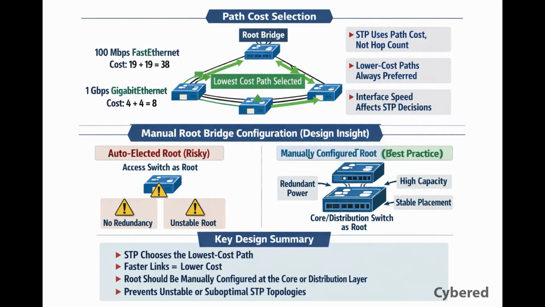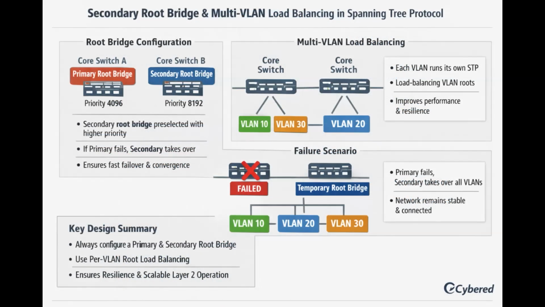By default, STP automatically elects the root bridge, but this is not best practice. If left unmanaged, a switch in the access layer, often lacking redundancy, could become the root bridge. For this reason, network professionals manually configure a core or distribution switch as the root bridge.